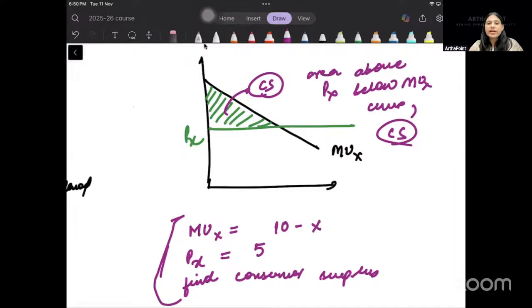I am yet to take the concept of consumer surplus. Today we are just doing the concept of consumer equilibrium. By chance consumer surplus has come into the picture. We'll take that separately.